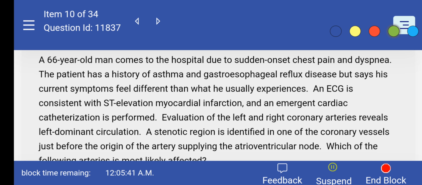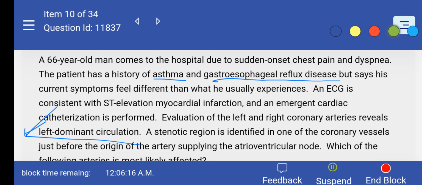Question number 10 is easy or hard? Let us see. A 66-year-old man comes to the hospital due to sudden onset chest pain and dysphagia. The patient has a history of asthma and gastroesophageal reflux disease, but says his current symptoms feel different than what he usually experiences. The ECG is consistent with ST elevation MI, that is myocardial infarction, and an emergent cardiac catheterization is performed. Evaluation of the left and right coronary arteries reveals left dominant circulation.